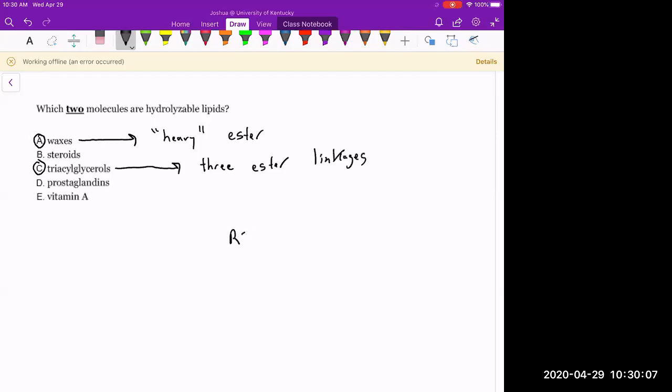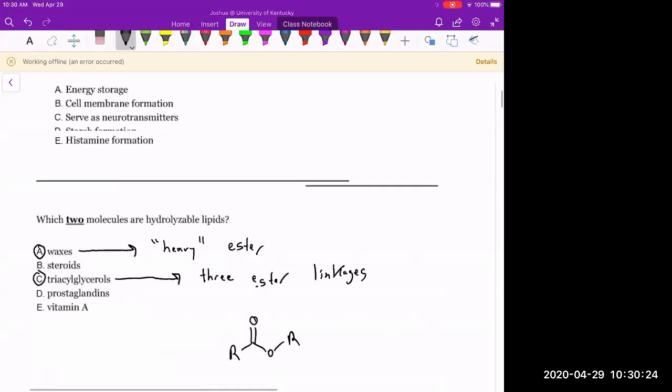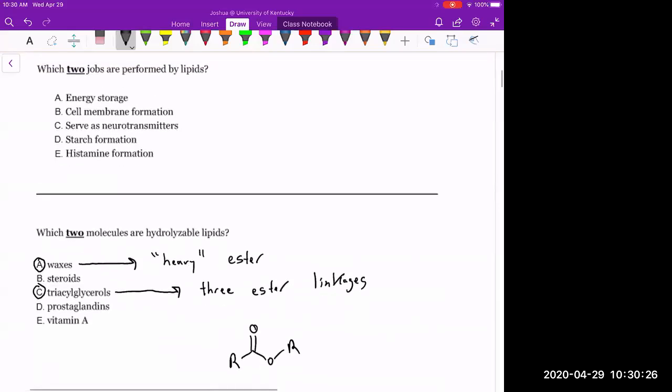So remember the general formula for an ester. If you have an ester moiety or group, it can be hydrolyzed or broken apart using water. Sorry, it's out of order.